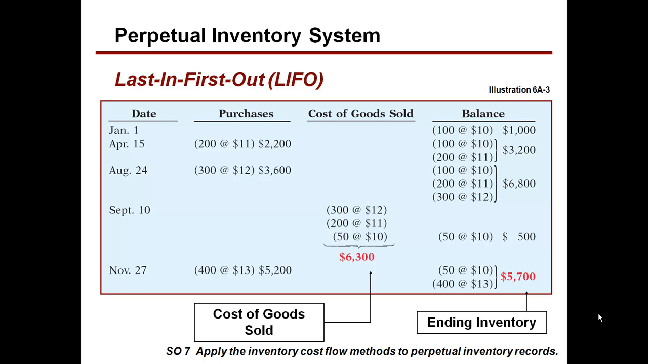Again, a quick check of the accuracy of our cost of goods sold and resultant ending inventory balance. Add up $5,700 ending inventory plus $6,300 cost of goods sold equals $12,000, which is our total available pool during this time period.